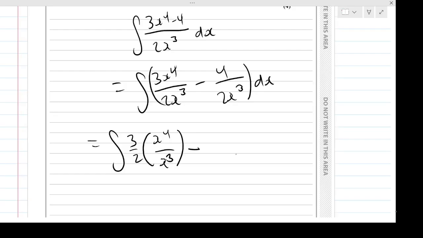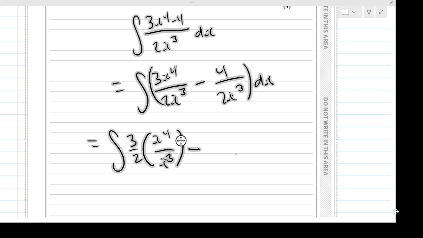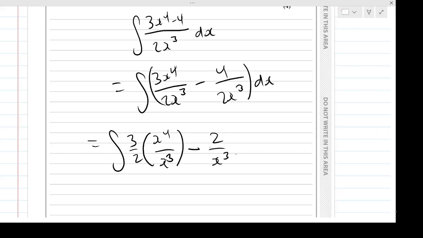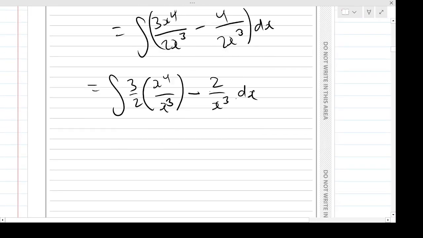Okay, then I'm going to take away 4 over 2, that's just 2. That's 2 over x cubed dx, and so at that point, recognise now I can use power laws again. Here, this is x to the 4 divided by x cubed, so I subtract the powers. So 3 over 2, if we subtract the powers, x to the 4 minus 3 is just x to the 1. Well, that's just x then, right? There we are. Then we're going to take away 2 over x cubed.